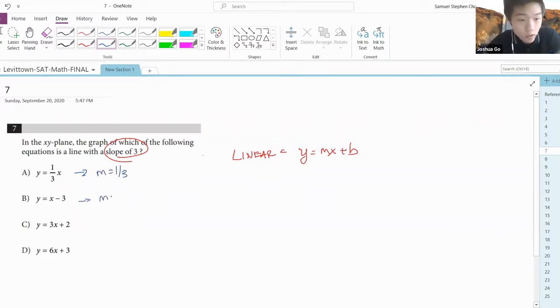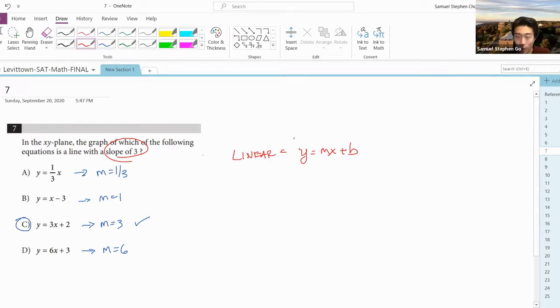B has a slope of 1. C has a slope of 3. And D has a slope of 6. So we can see that C has a slope of 3, which is what the question is asking for, and that's our answer. This is a pretty quick question. Just make sure you know your equation of a line, your slope-intercept form, y equals mx plus b.